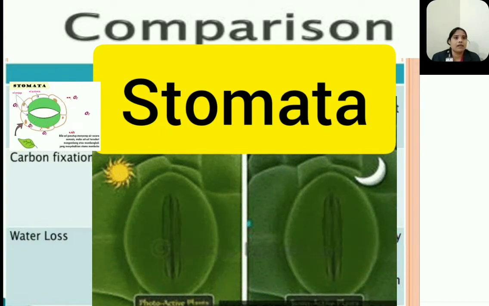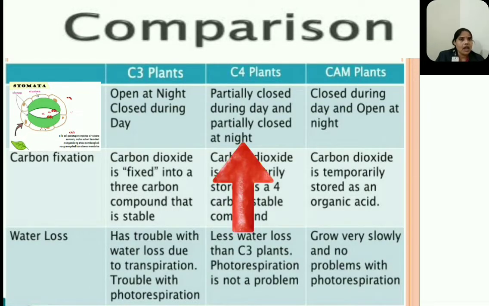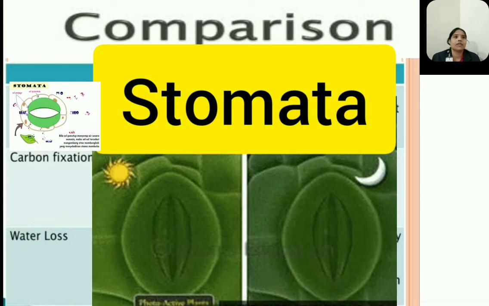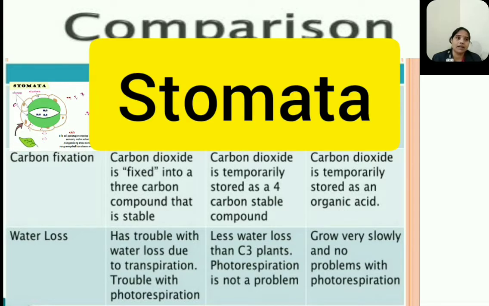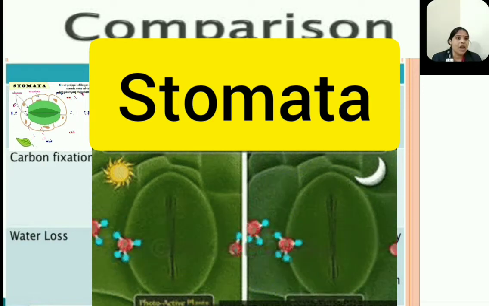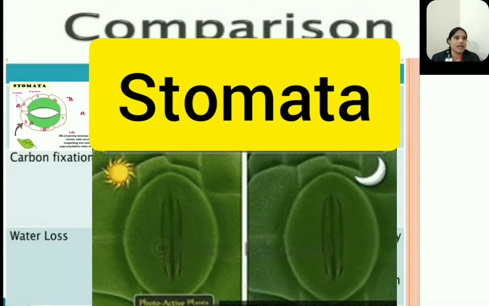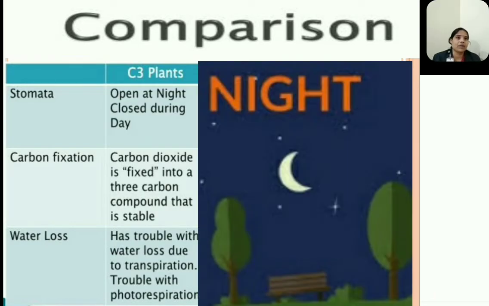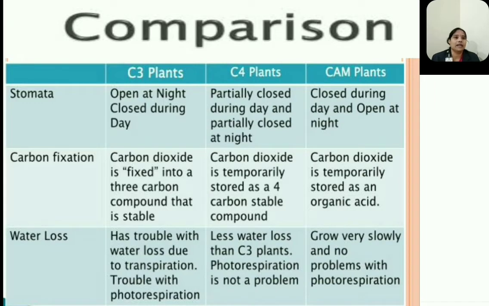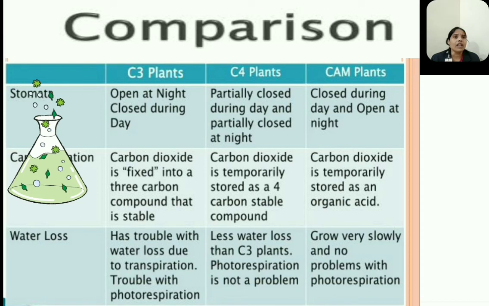In case of C4 plants, stomata are partially closed during the day and partially closed at night time. But in case of CAM plants, stomata are closed during daytime and open at night time. Then the next comparison between these three plants is carbon fixation. In C3 plants, carbon dioxide is fixed into a 3-carbon compound, and that is a stable compound.